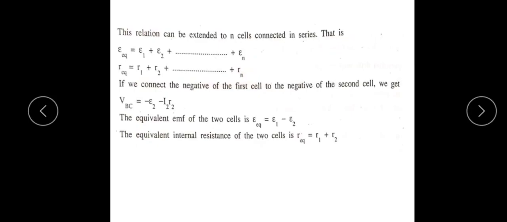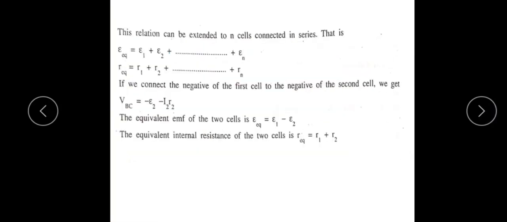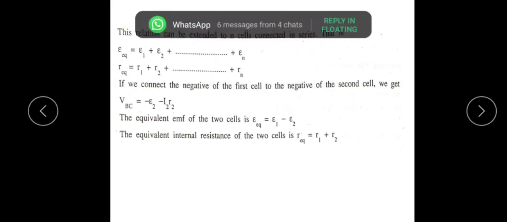If we connect the negative end of one cell to the negative end of the next cell, if we connect like this, then the equation becomes VBC is equal to minus E2 minus I2 R2. Then the equivalent EMF of a cell in such a condition, E equivalent is equal to E1 minus E2. Then equivalent internal resistance is equal to R1 plus R2.